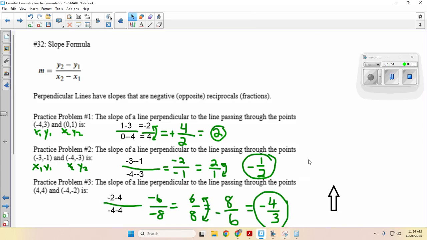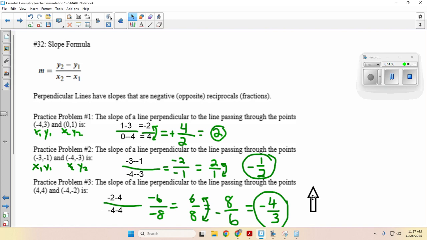All right, check your answer. We go negative 2 minus 4 and negative 4 minus 4. We get negative 6 over negative 8. The negative and a negative make a positive, so we get positive 6 over 8. So we're going to flip those, so that's 8 over 6. And then because this one is positive, the perpendicular one is going to be negative. And actually 6 over 8 has a common factor of 2, so I'm going to divide both of them by 2 to get negative 4 over 3, so it reduces down.